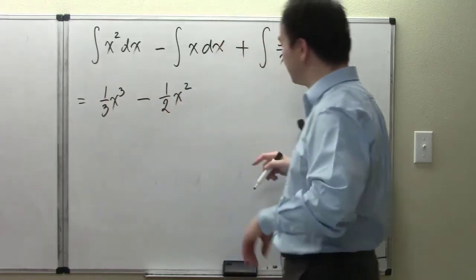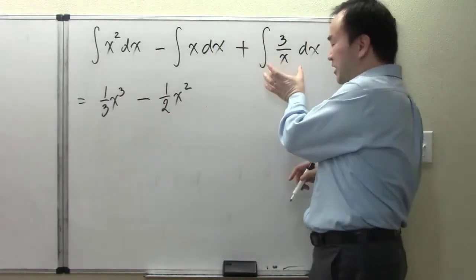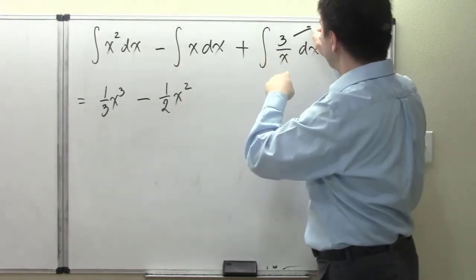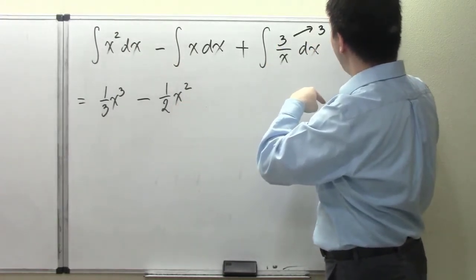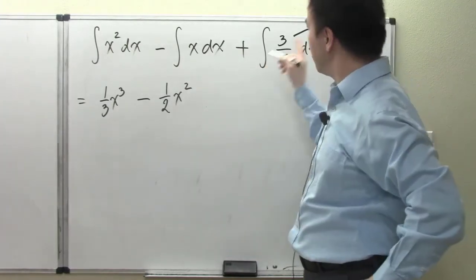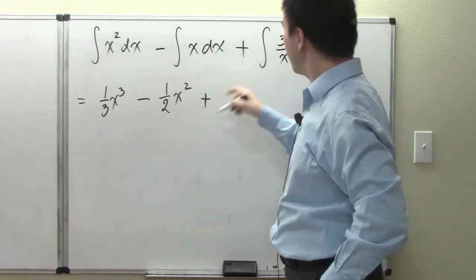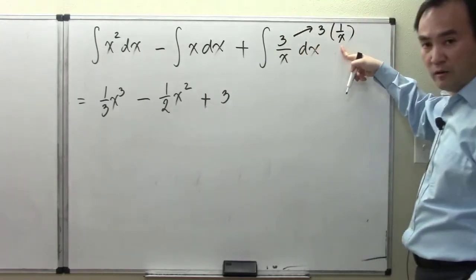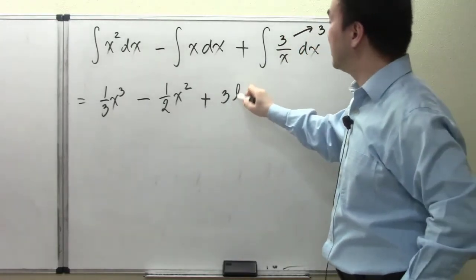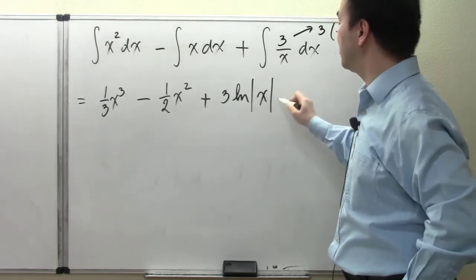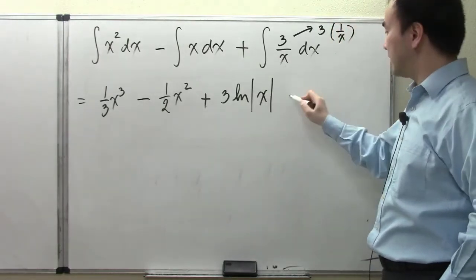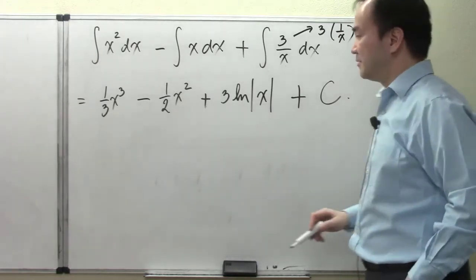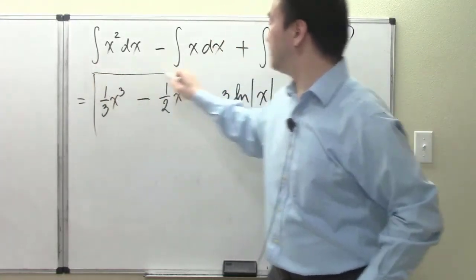The last term is something we can handle using the experience we have seen in an earlier example. This is the same as 3 as a coefficient times 1 over x. So I can treat 3 as a constant coefficient, and the antiderivative of 1 over x gives me natural log of the absolute value of x. Plus C as an overall constant. We have now arrived at our final answer.